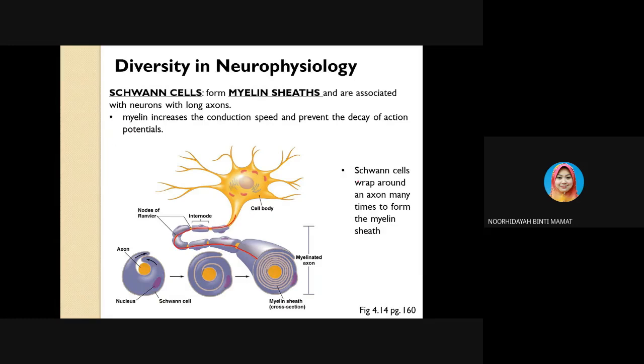As you can see from here, the Schwann cells wrap around. So this is the Schwann cell. It will wrap around an axon. The chocolate color is the axon. So the Schwann cells are wrapped around the axon many times in order to form the myelin sheath. That is why the Schwann cell actually forms the myelin sheath. So the function is to increase the conduction speed and to prevent the decay of the AP.